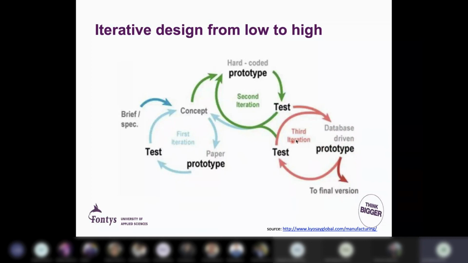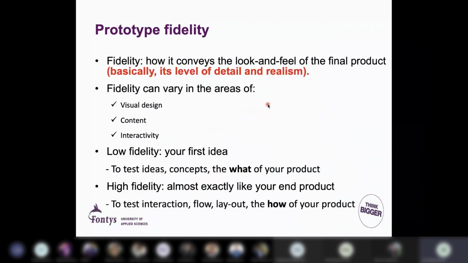So basically, time constraint is the boss in this flow. Okay, now we're going to talk about fidelity, but I already mentioned quickly high fidelity or low fidelity, and you perhaps already understood what I'm referring to, right? If it's low, it has to do basically with the level of detail and realism of your prototype.